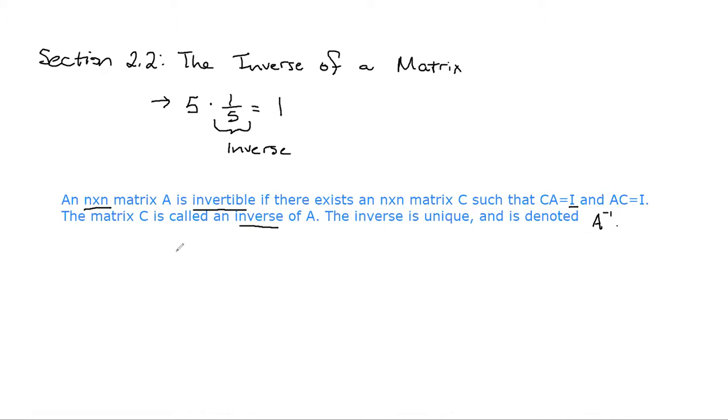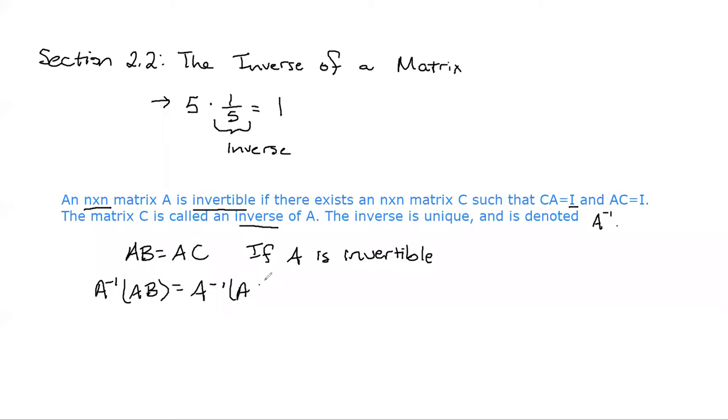All right, we saw in the last video that if we have AB equals AC, we can't necessarily say that B equals C, right? This was what we said, cancellation doesn't work. We can't necessarily "divide by A." However, if A is invertible, then we have an inverse for A. So then we could multiply both sides by A inverse.